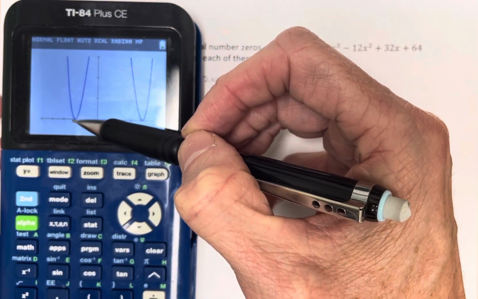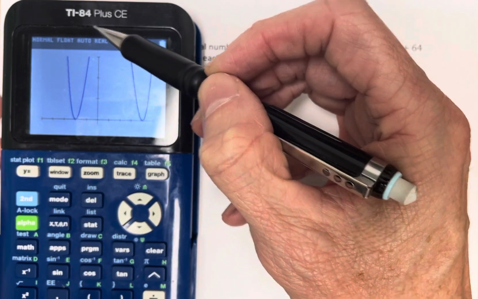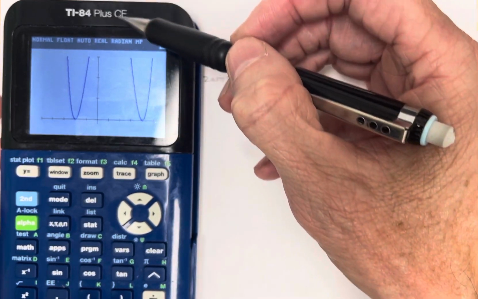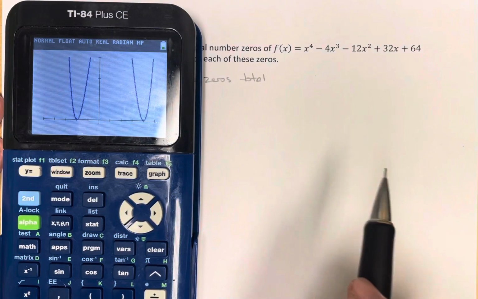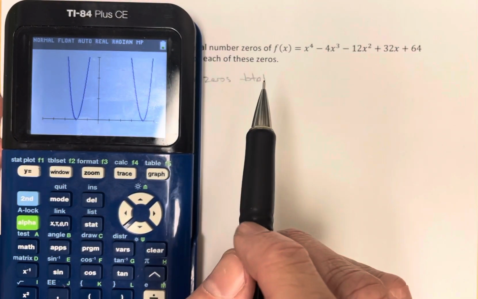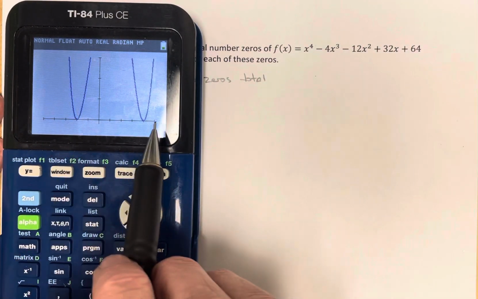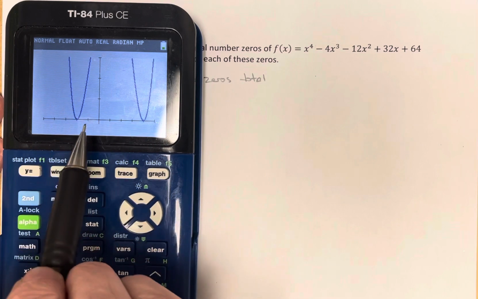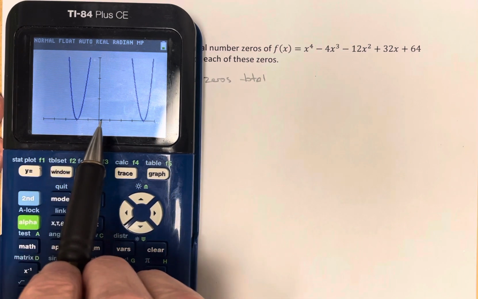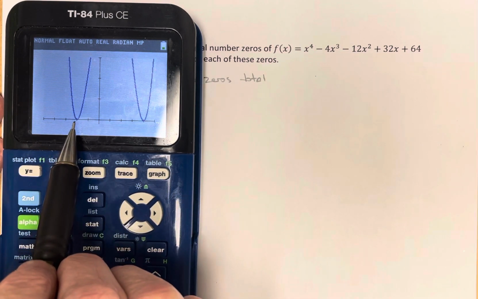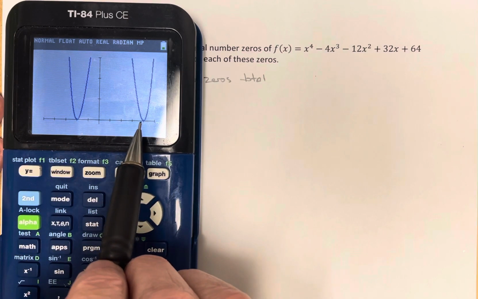Well, I won't go any more, but it's coming down from here. It's touching the x-axis here. It's going back up to here someplace, coming back down and touching the x-axis here. So I have 2 real zeros. You can probably see them here. There's one at -2, and there's one here at 4.